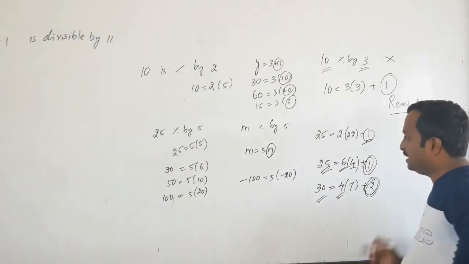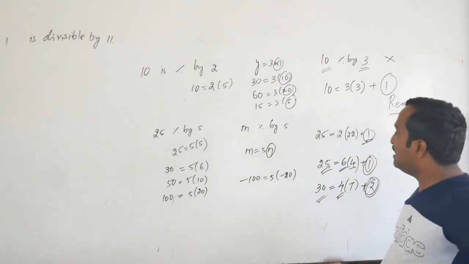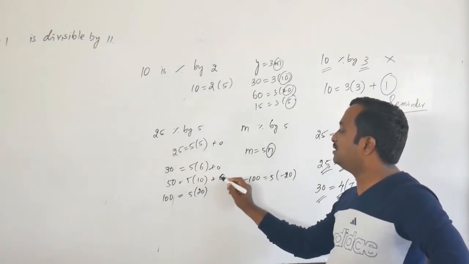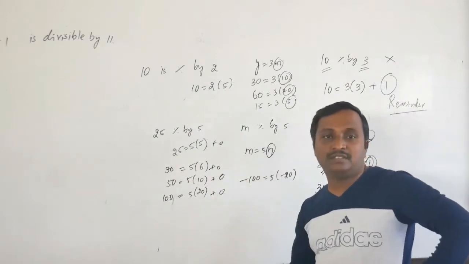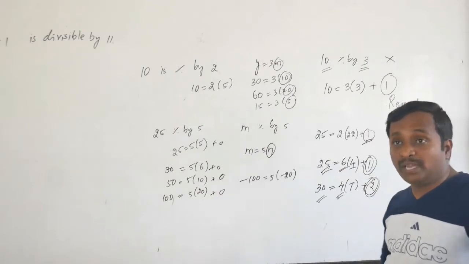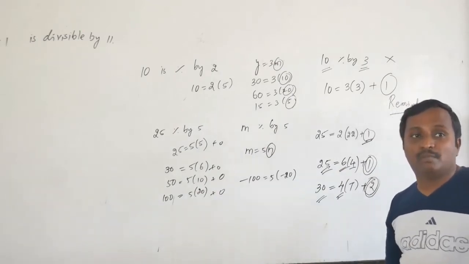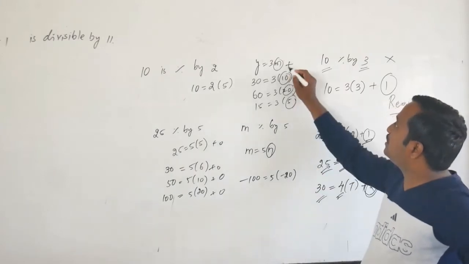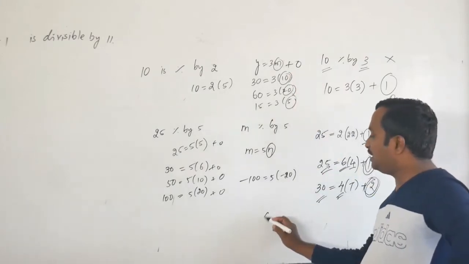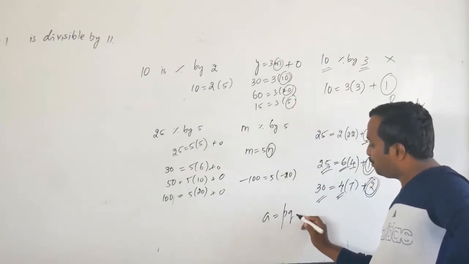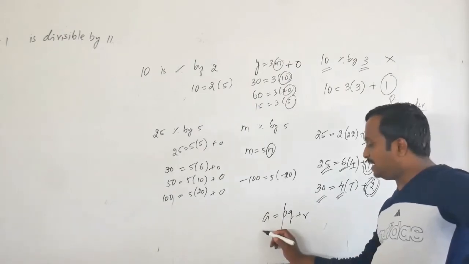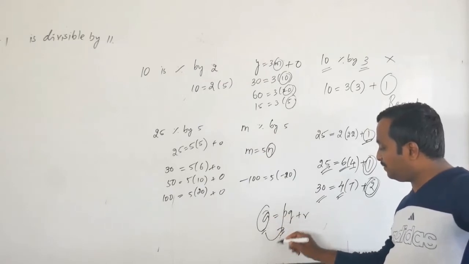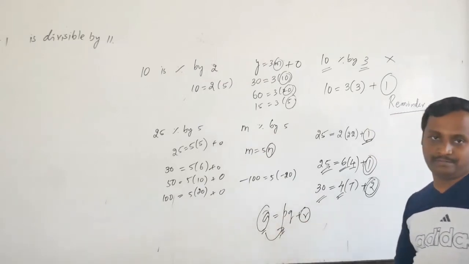So this is the remainder. If it divides completely, the remainder is nothing but 0. The remainder is 0 when it is completely divisible by that number. So y equal to 3m plus 0. So generally A equal to PQ plus R, when A is divided by P and leaves the remainder R.